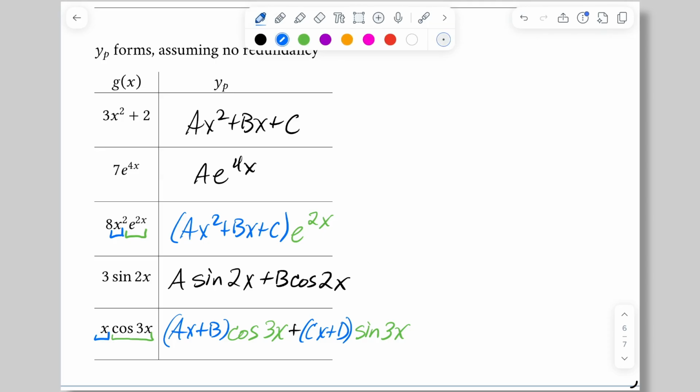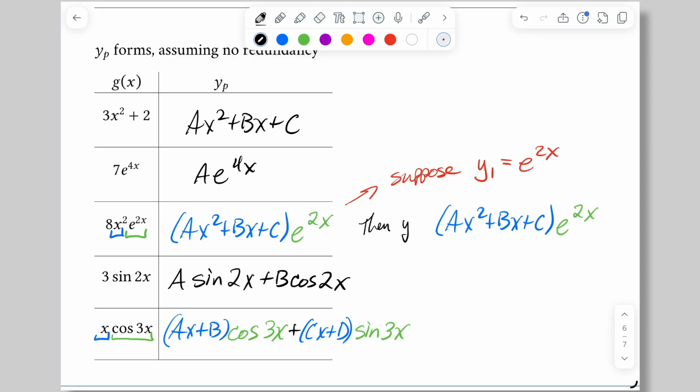Suppose there were redundancy. Let's say you find the complementary function and one of the solutions, I'll call it y1, is equal to e to the 2x. Well, then we have redundancy with c e to the 2x. So then we'd have to take this entire thing, and instead of yp being that ax squared plus bx plus c, we would need to multiply it by the lowest power of x that clears all the redundancies. So we'd need to multiply all that by x. What I would do is just distribute it in here, so we'd have ax cubed and so on.